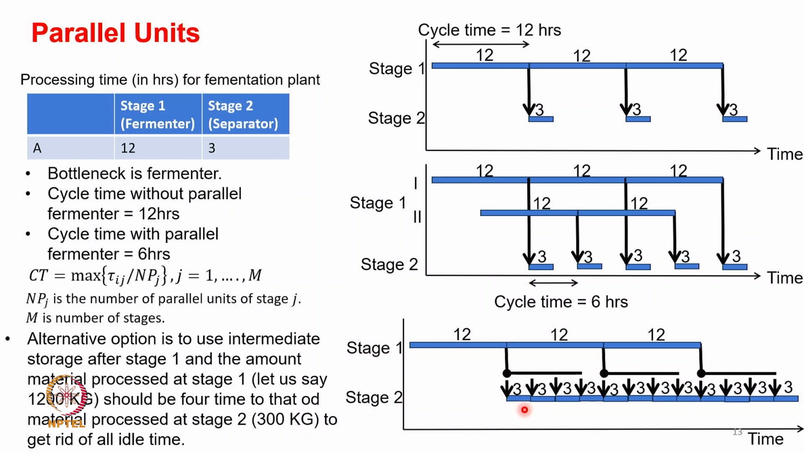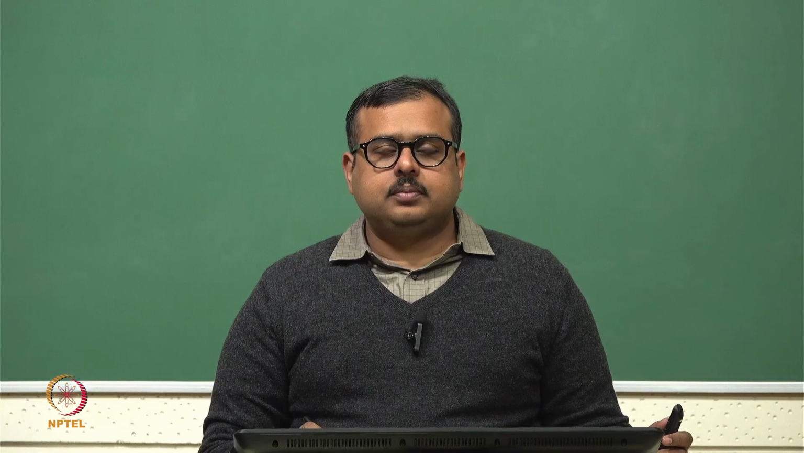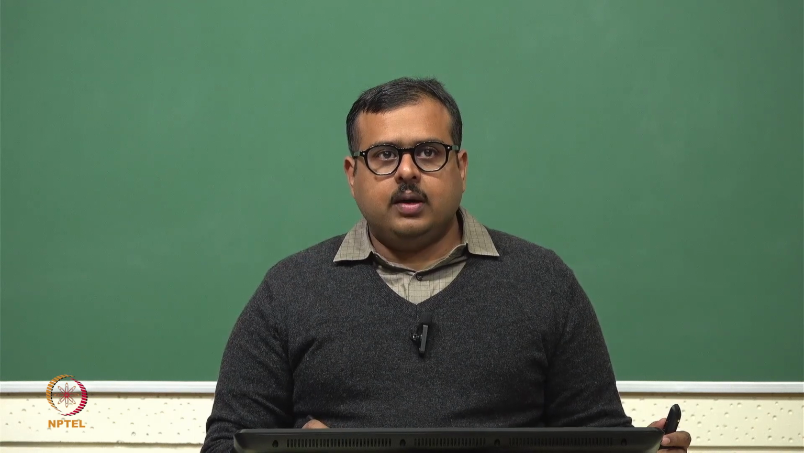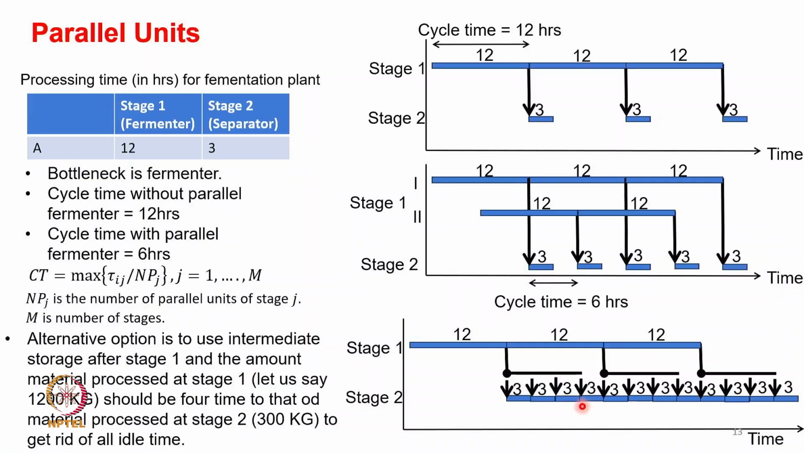So what would happen? Your stage 2 size is also now reduced. You can operate them such that the total amount of 1200 kg which is produced in the previous case can be processed, so that there is no intermittency here. So some of these ideas actually help, as I told, in process design and planning.